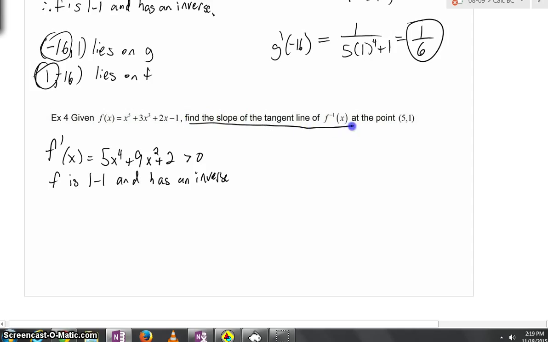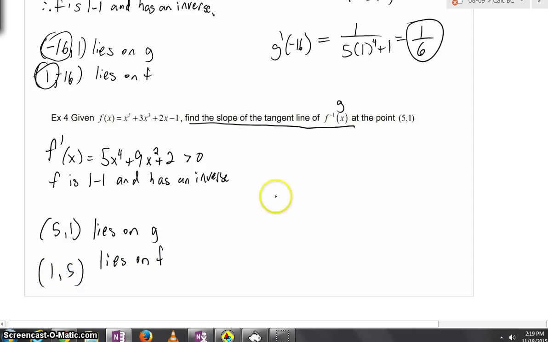But they want you to find the slope of f inverse of x at the point (5, 1). We could call f inverse g more easily. (5, 1) lies on g. That means another point lies on f. And that point would be (1, 5). So g prime of 5, that's the slope of the tangent line when your x value is 5. It's going to be 1 over f prime of 1.